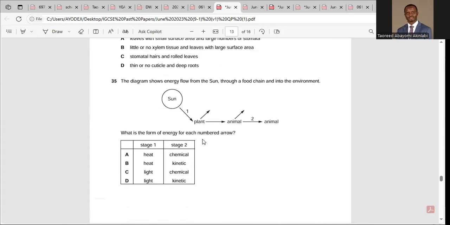For 35, the diagram shows energy flow from the sun through a food chain and into the environment. What is the form of energy for each numbered arrow? For sun to plant, that will be light energy. While from animal to animal, that would be chemical energy, as food. I mean, the correct option is option C for question 35.